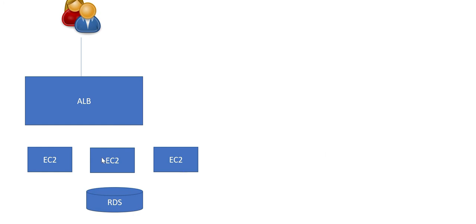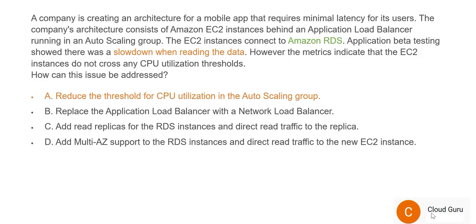Now, EC2 instances were never a bottleneck. If you give a solution around this, it will not work. Hence A is wrong. Let's move to the other option.